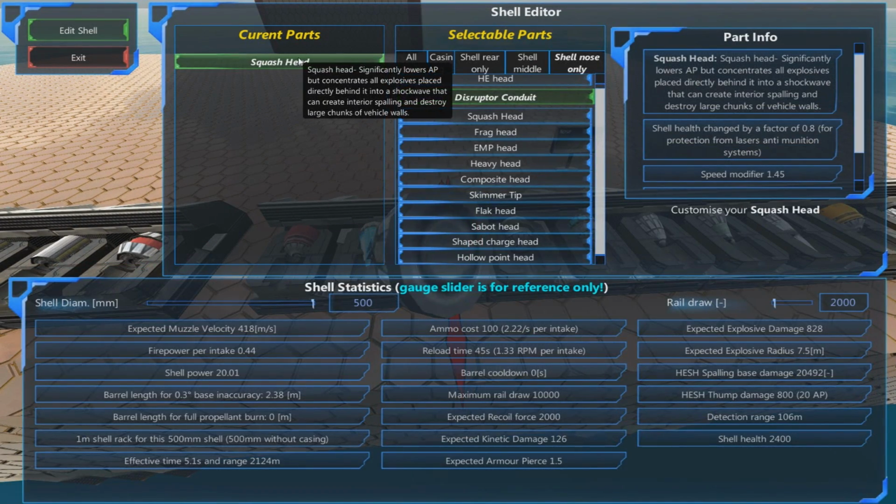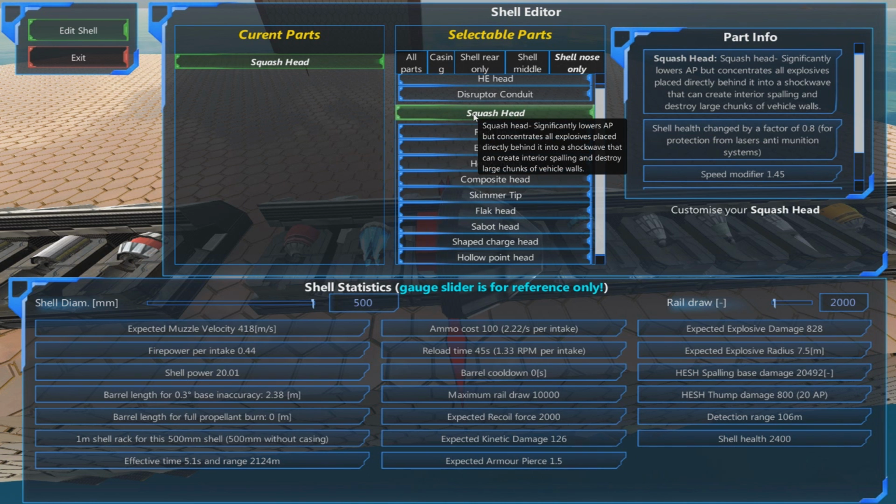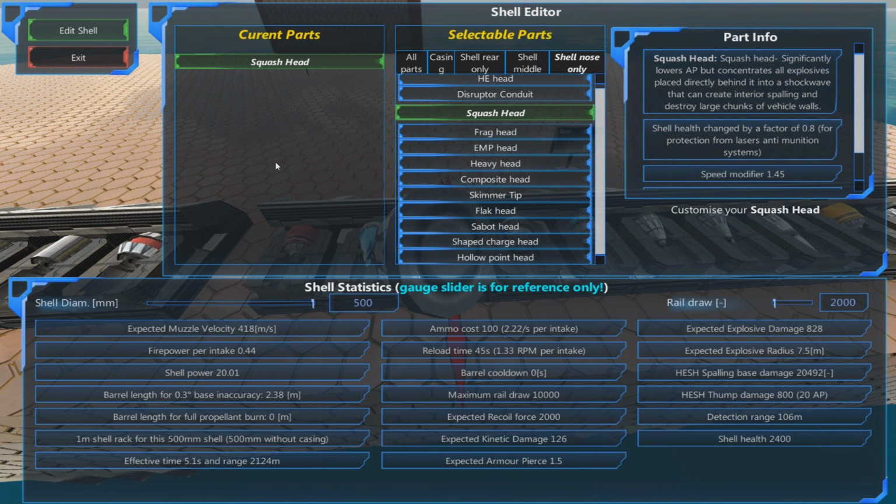Now we go to the squash head, and oh boy, the squash head is a game changer. So, this is a HESH. This is what HESH is. If you don't know what HESH stands for, it stands for High Explosive Squash Head. So, the idea behind this is that, in real life, the way this is used for anti-tank duties is it's a wad of explosive that gets squashed against the target, it flattens out, and when it explodes, it sends a shockwave through whatever it's hit.